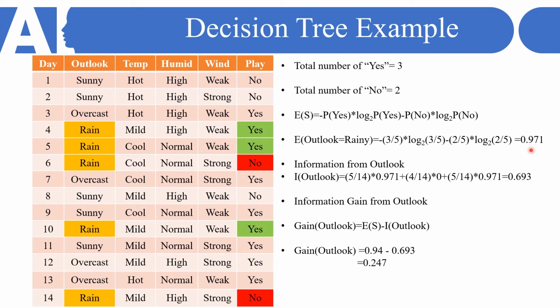So that 0.971 for sunny, I am putting it here, plus now if we see overcast, there are 4 possibilities, 1, 2, 3 and 4. So 4 by 14 into 0, plus if I consider rainy now, then there are 5. So 5 by 14 into 0.971, and if we add all of this, then I will be getting the answer as 0.693. So from outlook, how much information we are getting, that is 0.693.